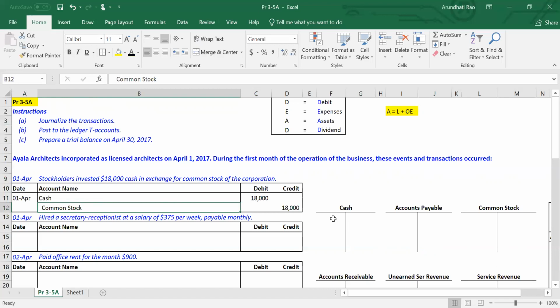So cash is debit 18,000. So on the debit side, I will write 18,000. Common stock is credit 18,000. So on the credit side, I'll write 18,000.